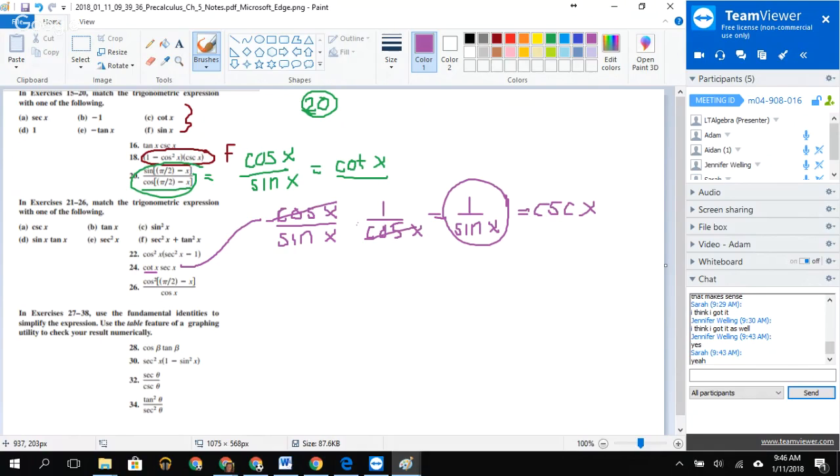So then we get to 27 through 38. Actually, we get through 27 through 44. And if you read the directions, it says, use the fundamental identities to simplify the expression. And then it says, use a table feature of a graphing utility to check your result numerically. And that says that from 27 all the way through 44. So if you would like to use a table function to check your work, that is completely fine. And I'll show you how we can do that.